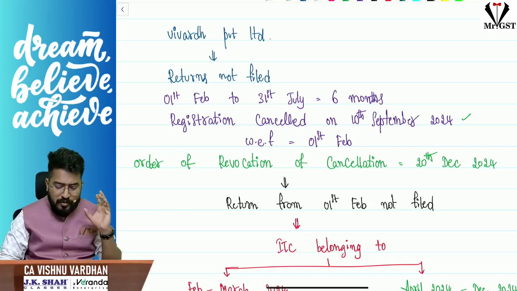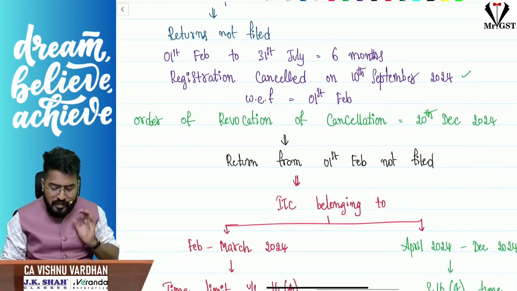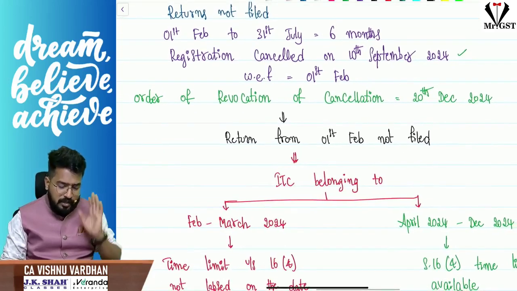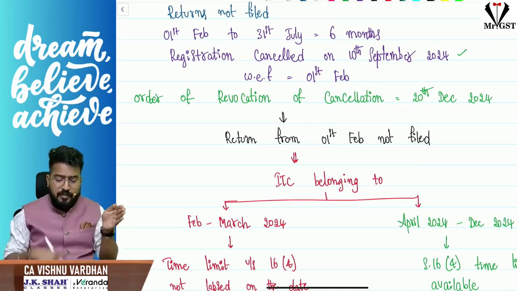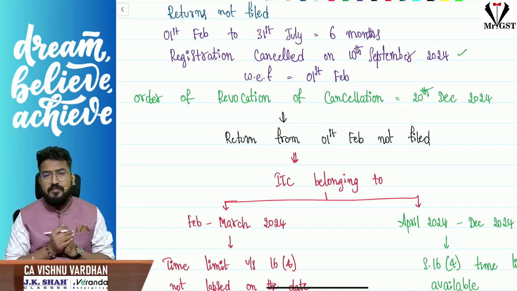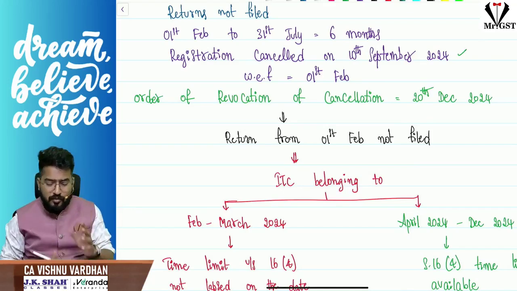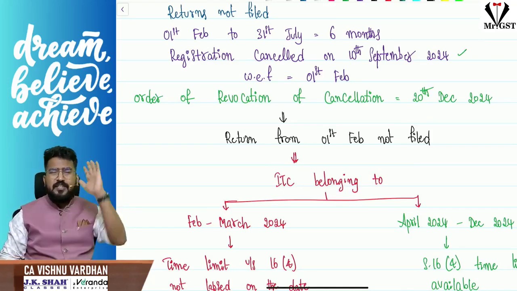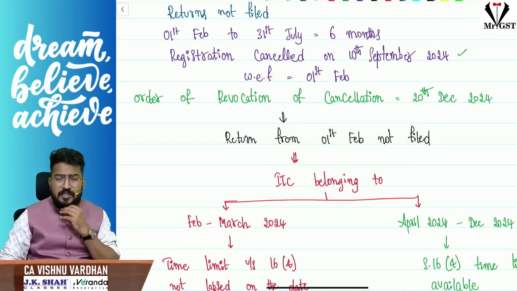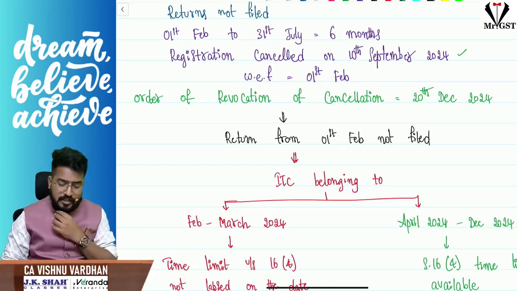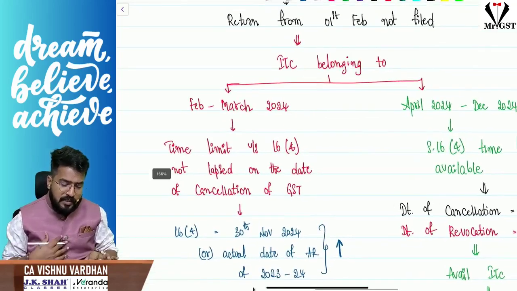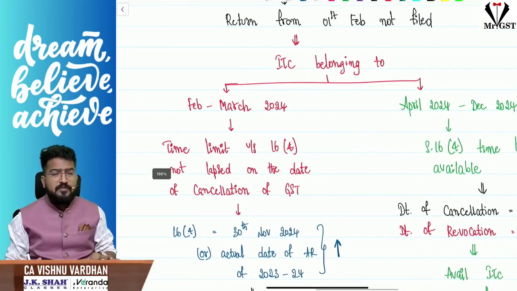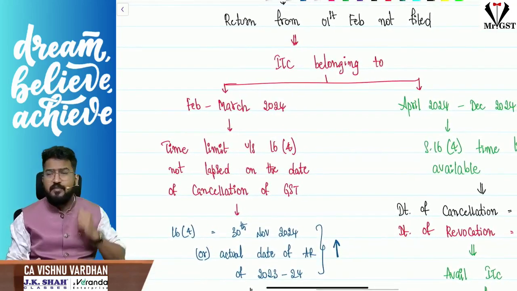Now here what we have to see is, what is the period of cancellation of registration? Sir, the order of cancellation is given on 10th September, but it is cancelled from 1st Feb. So from 1st Feb, I am not able to file the returns. Now, when I go for revocation, I got it somewhere around 20th December. Please understand, when I get the revocation on 20th December 2024, I was not able to file returns from 1st Feb, correct? Because the registration is cancelled from 1st Feb.